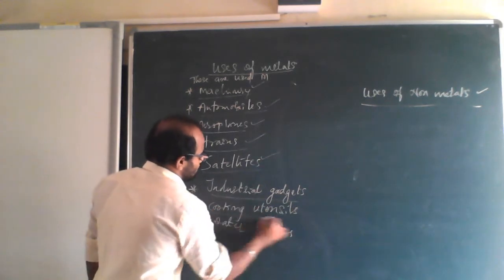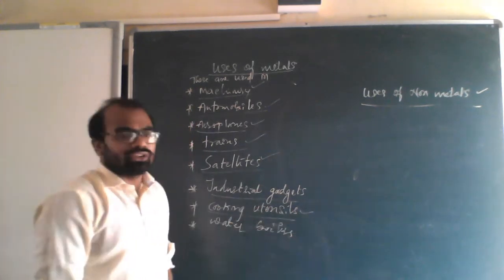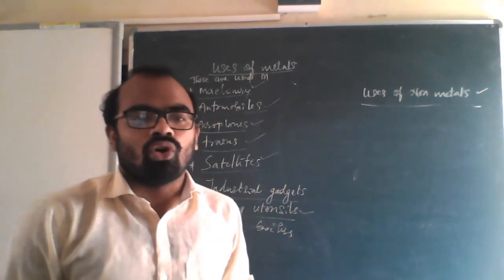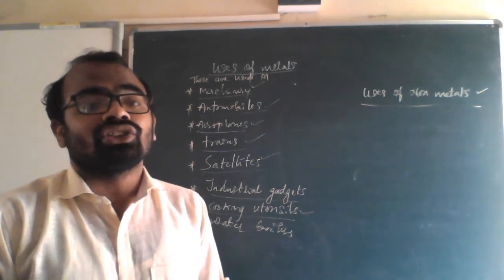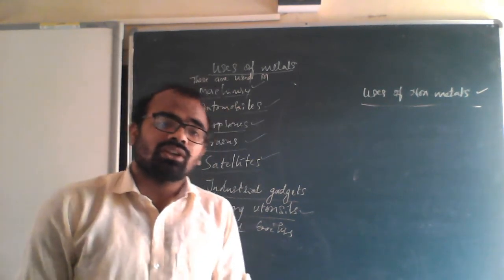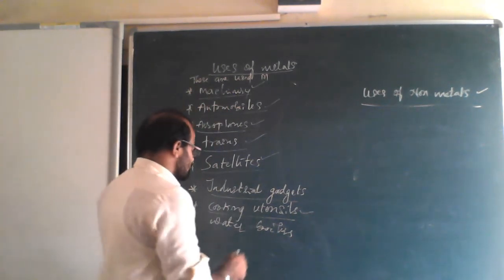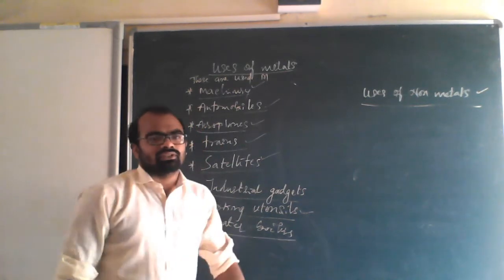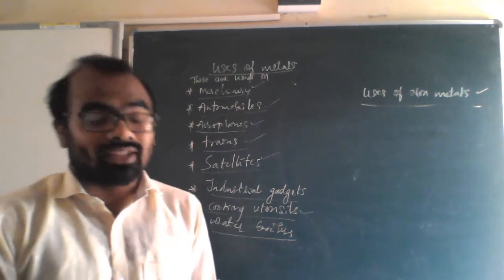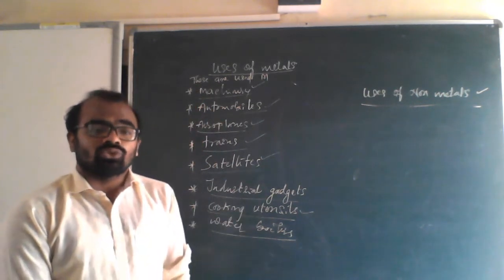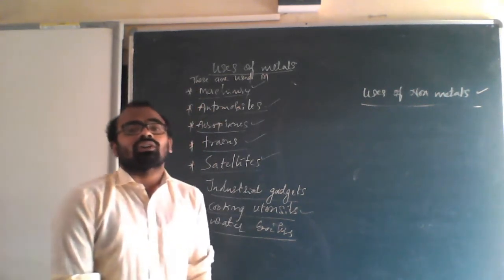Then they are used in cooking utensils. Cooking utensils, I think you know all that. In cooking utensils also metals are getting used. Then water boilers. You have seen water boilers also. For the transformation of heat, there should be a metal. Then those metals are used in water boilers.